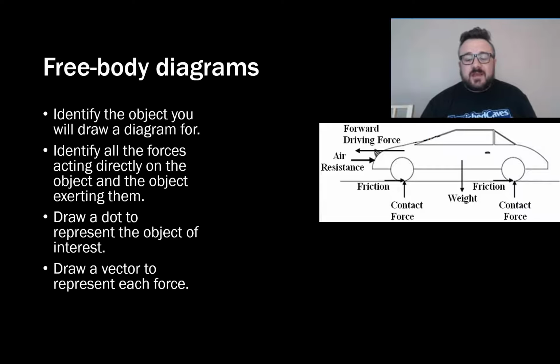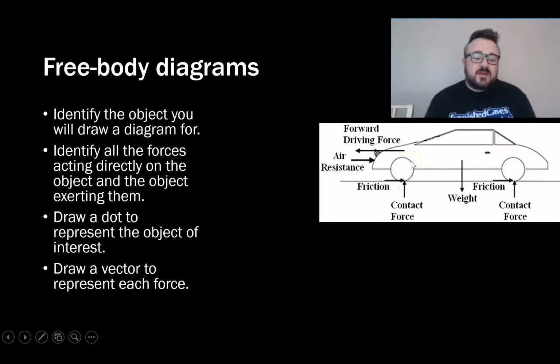Okay, so for example, here we have weight, and that's caused by gravity pulling down. We have the contact force, which is coming from the ground pushing up against the car. We have friction, which is the ground pushing against the car as it moves forward. We have air resistance, again pushing against the car as it moves forward. And we have a forward driving force, which is from within the car.